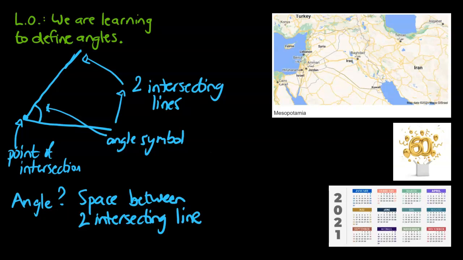And another really important fact about angles is an angle is between 0 degrees, that means there's no angle at all, and 360 degrees. That means it's gone a full 360 degrees, it's gone all the way around the circle.